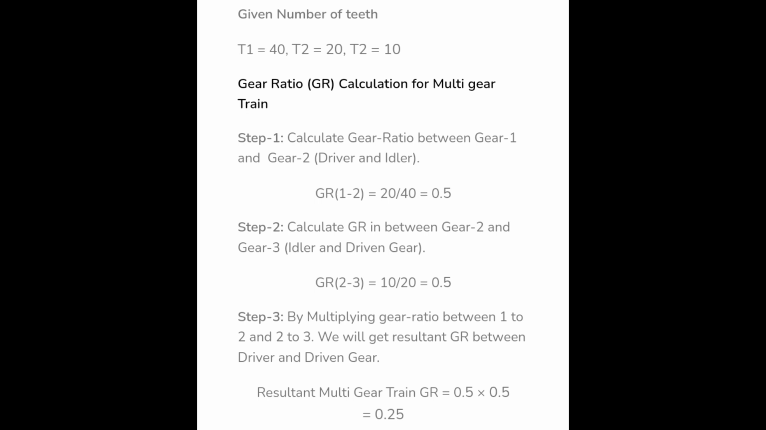Step 2, calculate the gear ratio between gear 2 and 3, idler and driven gear. So the gear ratio between 2 and 3 is 10 upon 20, that is 0.5. Step 3, by multiplying the gear ratio between 1 to 2 and 2 to 3, we get the resultant gear ratio between driver and driven gear. Resultant multi-gear train GR is equal to 0.5 into 0.5, which is equivalent to 0.25.